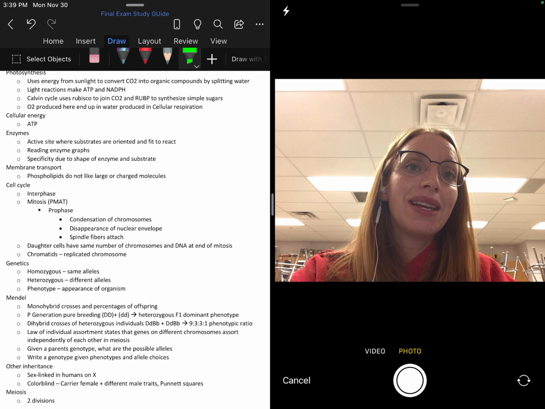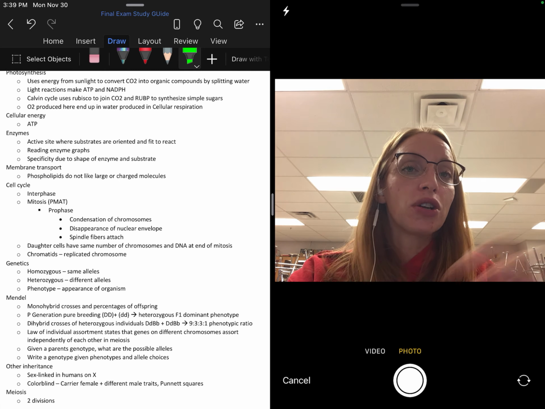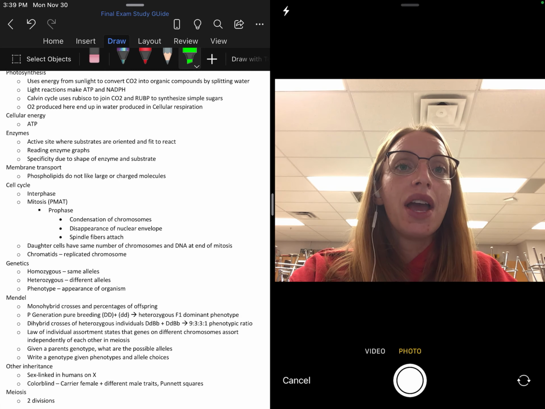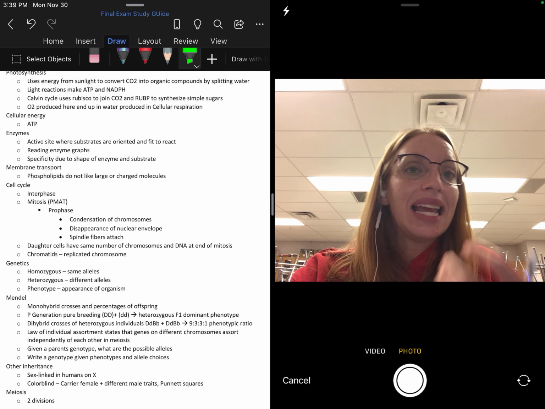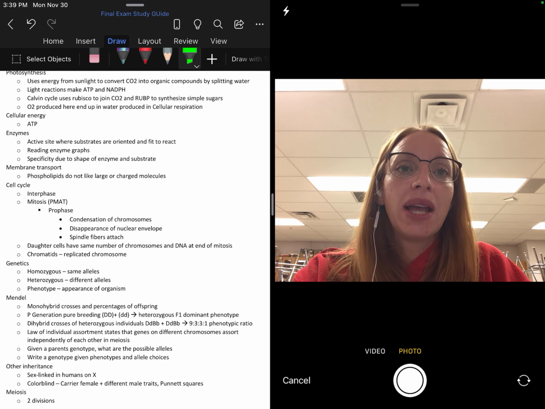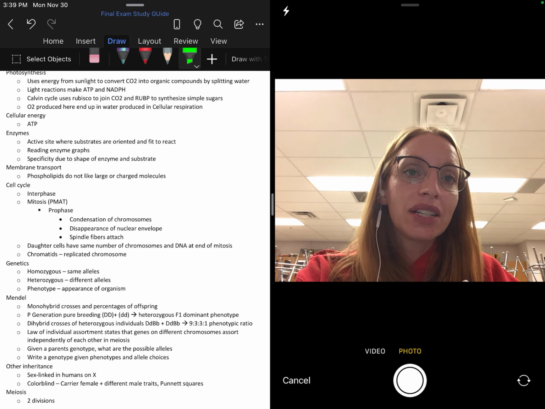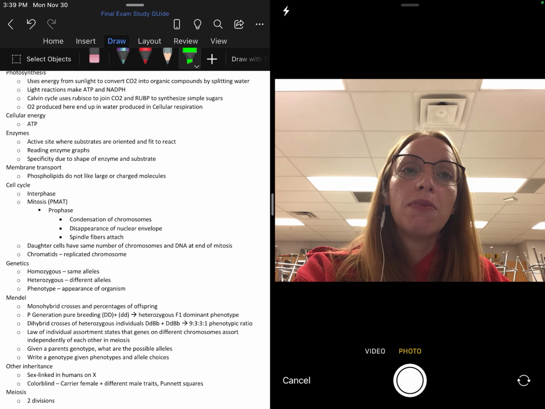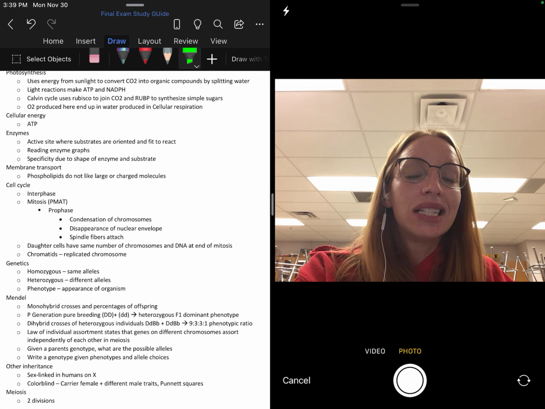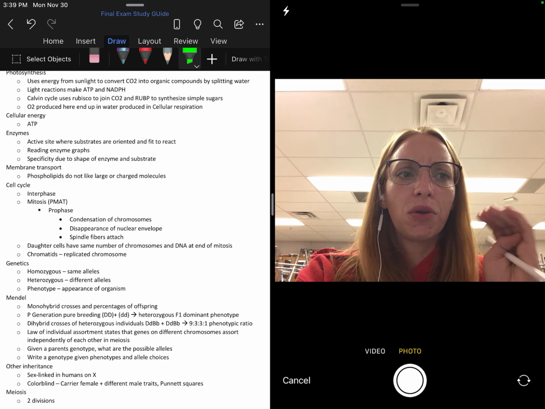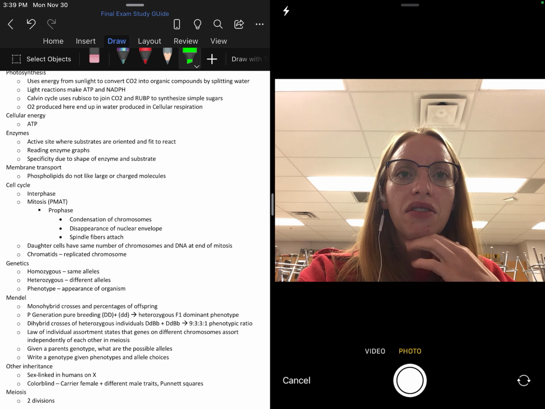Then that ATP and NADPH goes into part 2, which is called the Calvin cycle, and it will use Rubisco, which is an enzyme that the plant cell makes, and it will take in carbon dioxide through the stomata and join it with RuBP, and it will do that to synthesize simple sugars. Again, these are all different questions on your test. I just grouped them all together here.